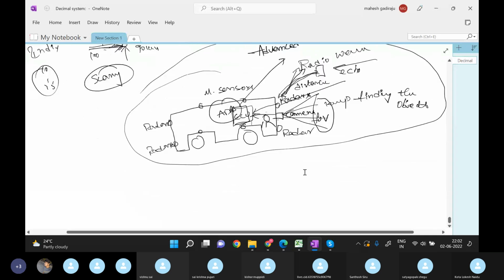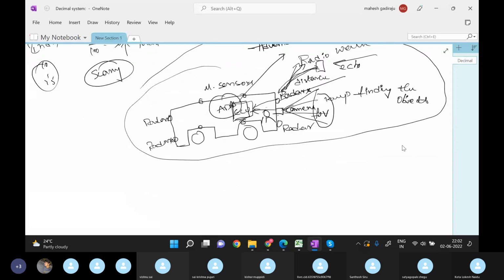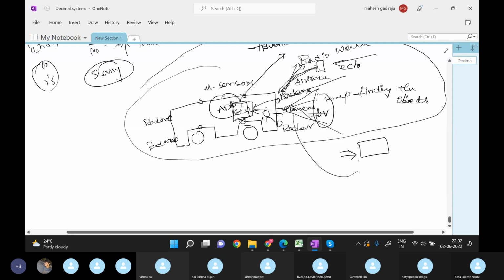If there is a frontal object, there is a vehicle going here, this camera will keep on tracking it. And depending on this radar, see, this radar will go and hit this vehicle here on level 2. This radar will go and hit this vehicle, and then it will get the reflection. So depending on that, it will keep on tracking the distance.